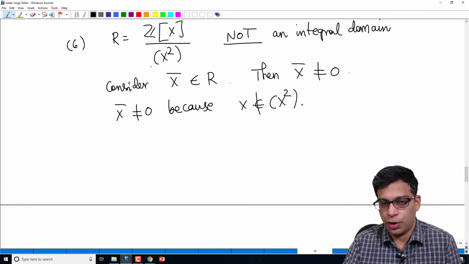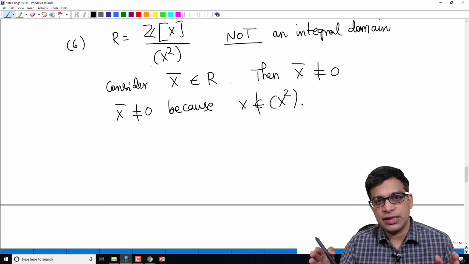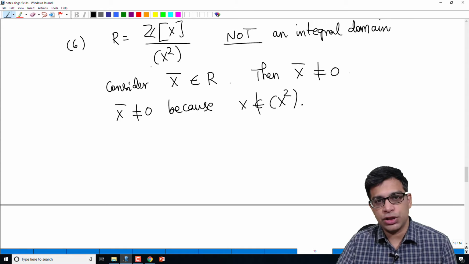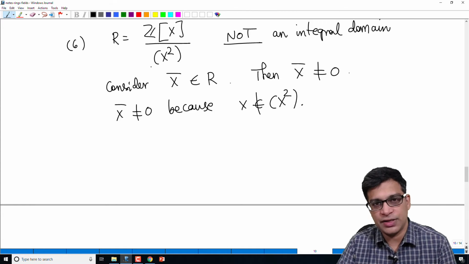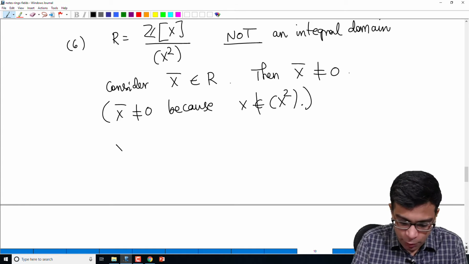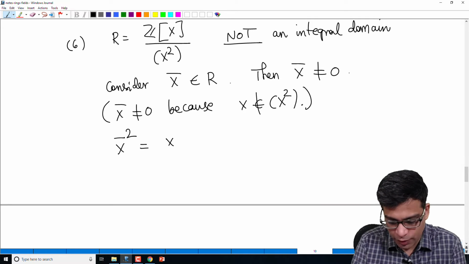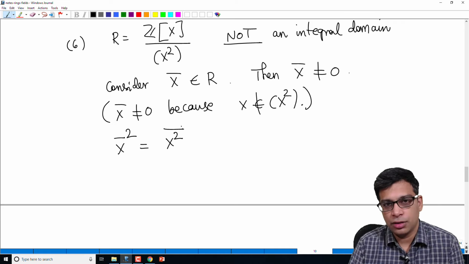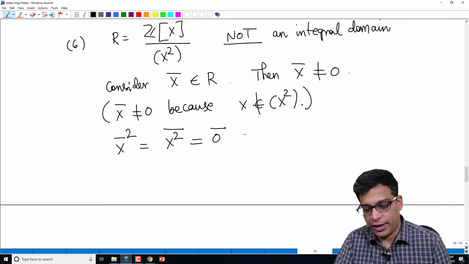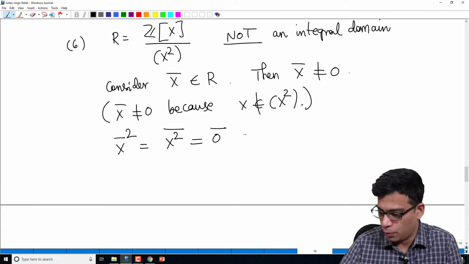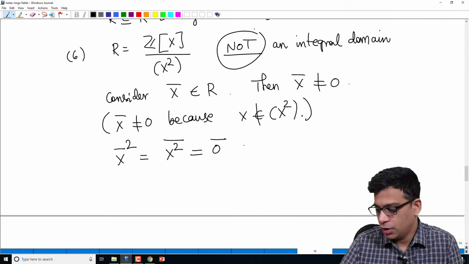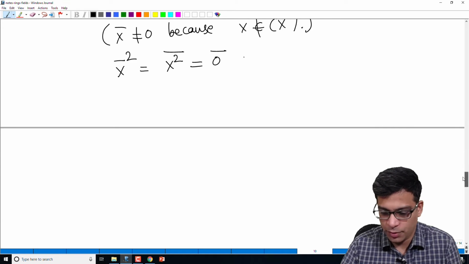But certainly x is not in (x squared), because the ideal generated by x squared is a collection of elements which are multiples of x squared. In particular, if you take a non-zero element in the ideal, its degree will be at least 2, whereas x has degree 1, so x can't be in (x squared), so it's non-zero. But what about x bar squared? x bar squared is x squared bar, but x squared bar is 0 because x squared is in the ideal (x squared). So you have a non-zero element x bar whose product with itself is 0 bar. So Z[x] mod (x squared) is not an integral domain. In other words, the 0 ideal of this is not a prime ideal.